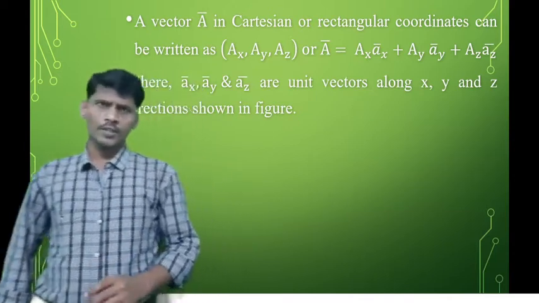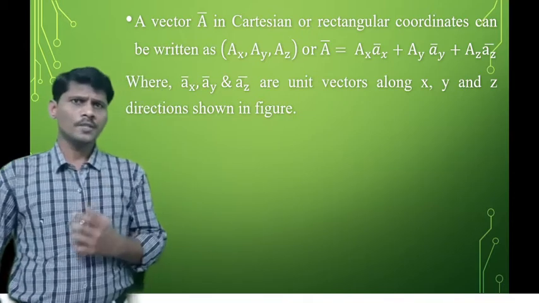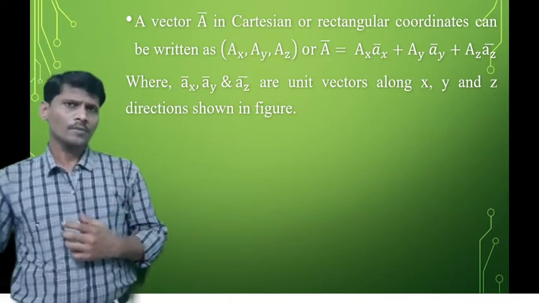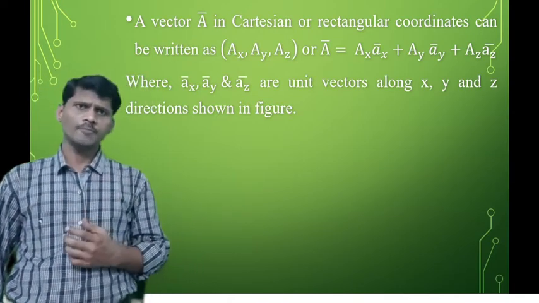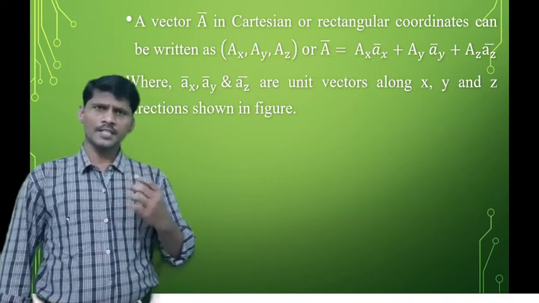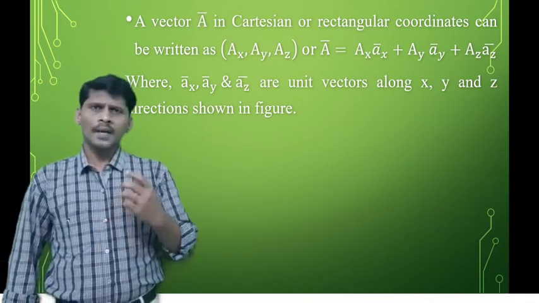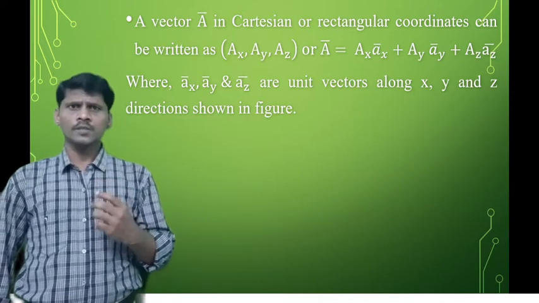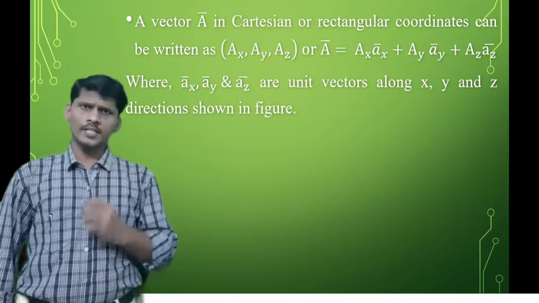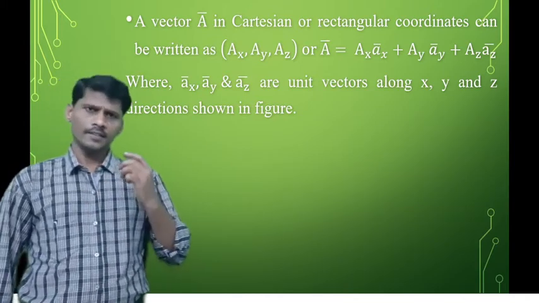In the Cartesian coordinate system, consider any vector, capital A bar. How do we represent the vector A bar in the Cartesian coordinate system? The vector form of A bar is defined as A bar equals Ax ax bar plus Ay ay bar plus Az az bar, where Ax, Ay, and Az are the magnitudes of vector A bar in the x direction, y direction, and z direction. ax bar, ay bar, and az bar are the unit vectors in the x direction, y direction, and z direction.